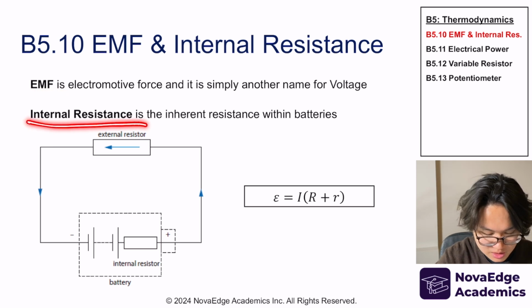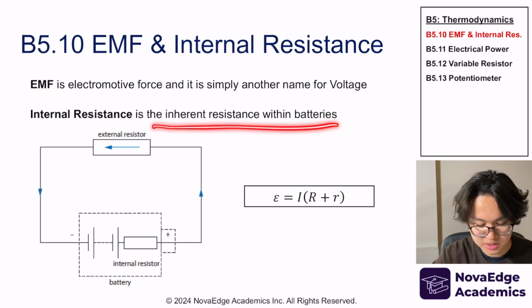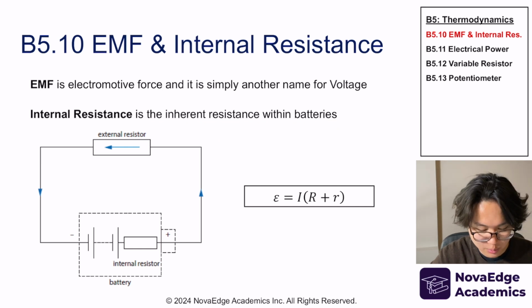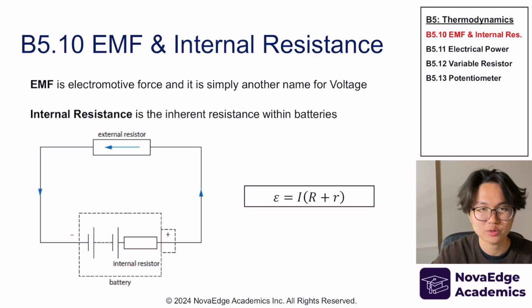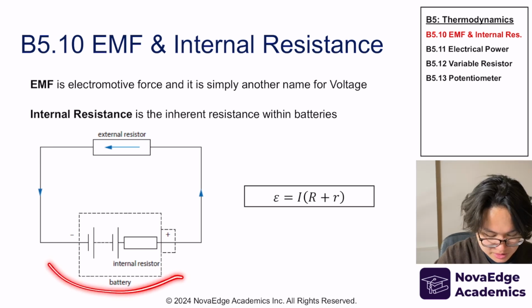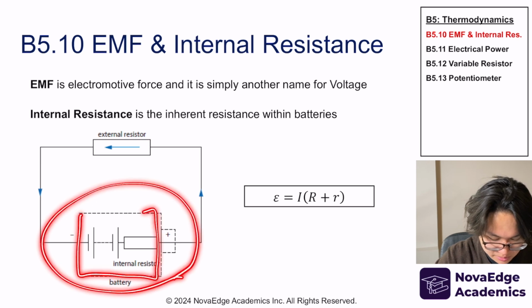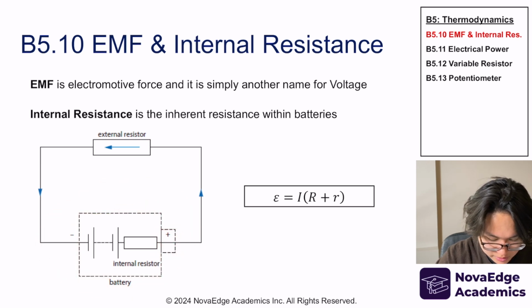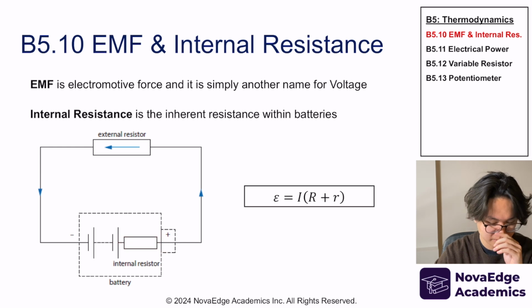And internal resistance is the inherent resistance within batteries, because within batteries themselves there's also a resistance. That's something we haven't talked about before, but now we're talking about it. You can see in this diagram, this is the shape of a battery, right? But within the battery you can have a resistance, okay?